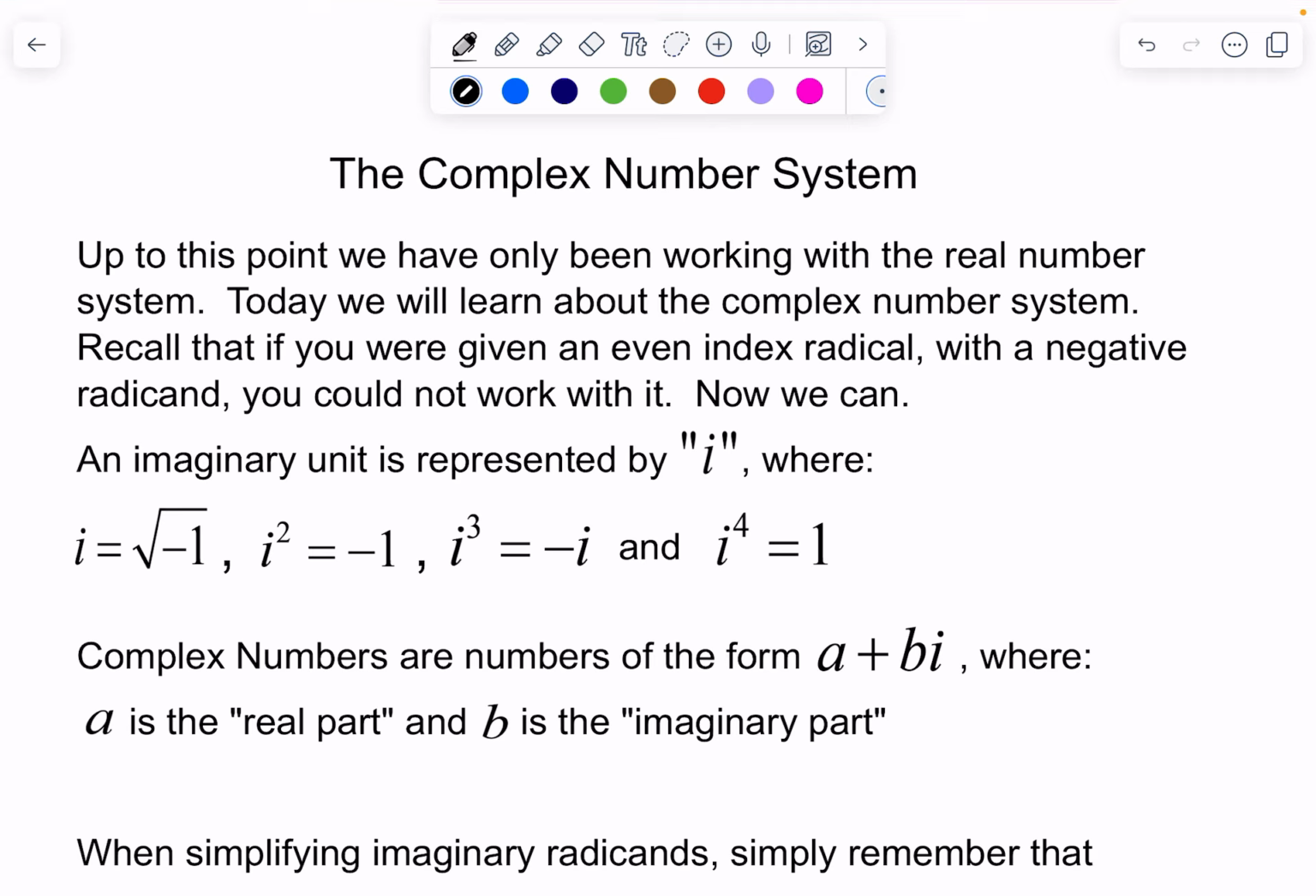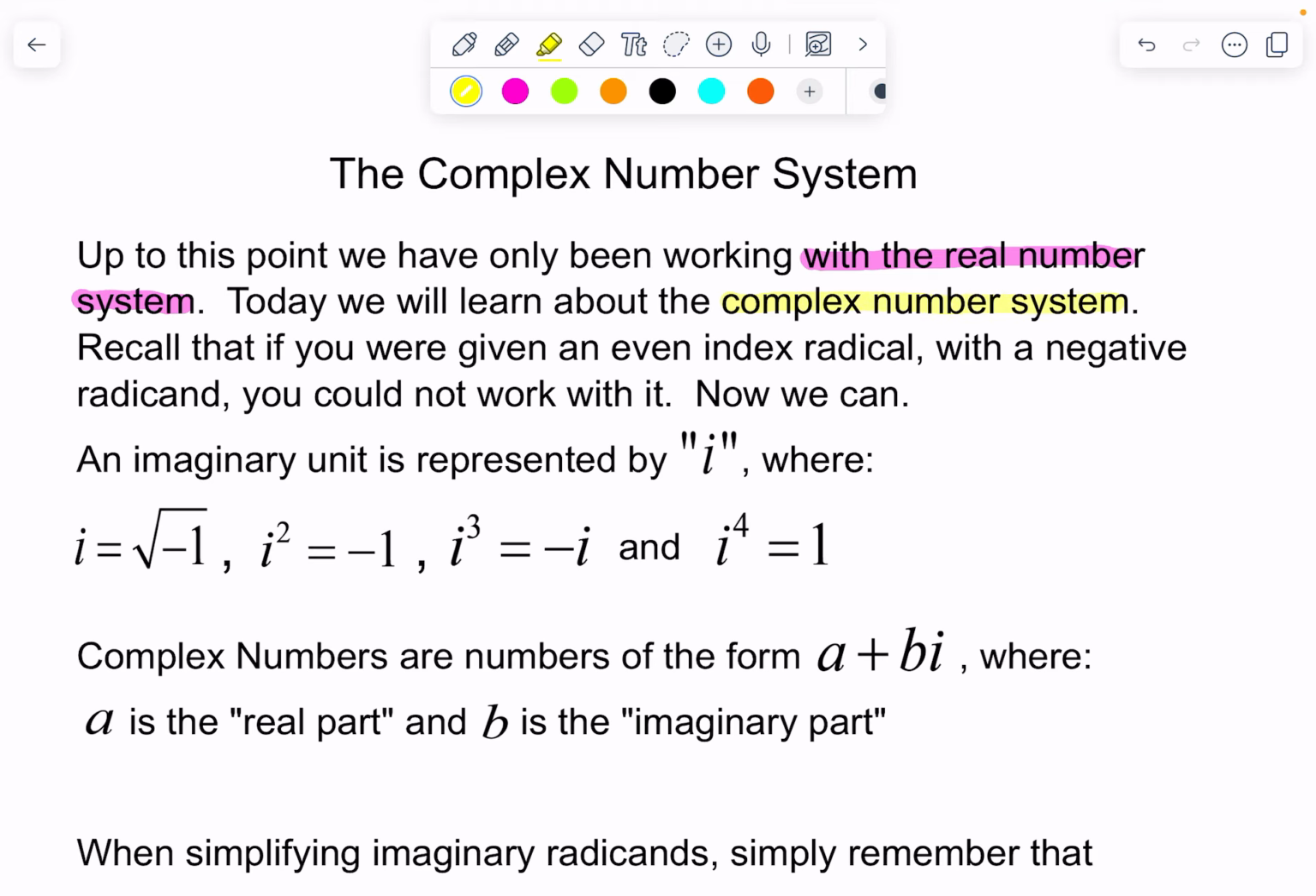Today we're going to learn about the complex number system. So let's get right to it. Up to this point, we've only been working with what we call the real number system. Those are real numbers. But today, we will learn about what's called the complex number system.